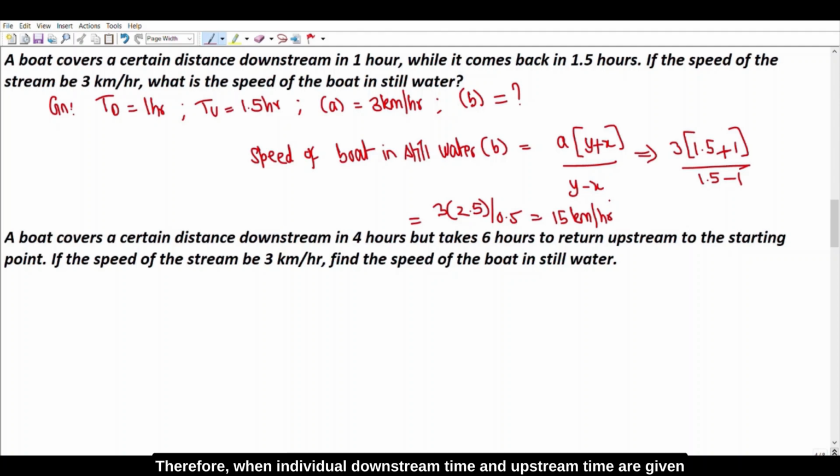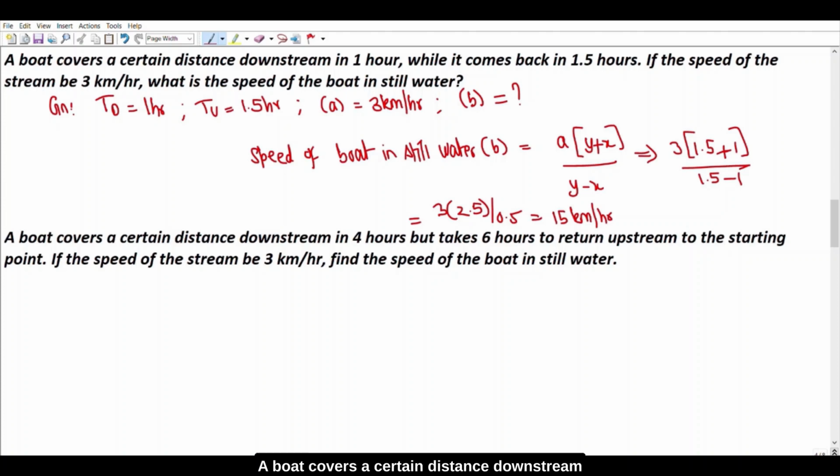Therefore, when individual downstream time and upstream time are given and either the speed of the stream or the speed of the boat in still water is given, we can utilize this formula and find the unknown value. Let us solve one more example.